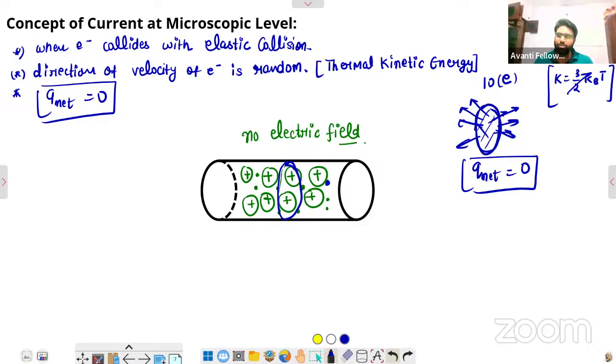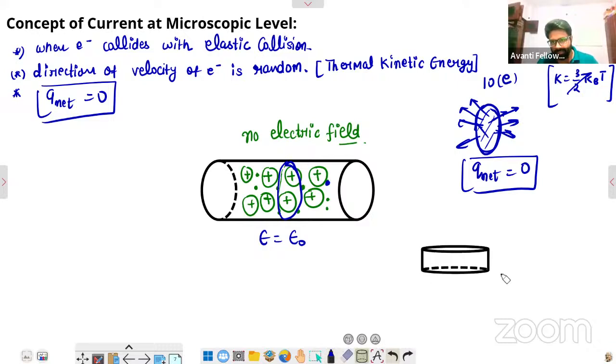Okay. Now, those materials that cannot have free electrons or easy conduction of electricity are called insulators. Okay. Now, if I apply an electric field here, let's say there is some value of electric field, say E naught. Okay. In the second case, when we apply the electric field, let me show you here.